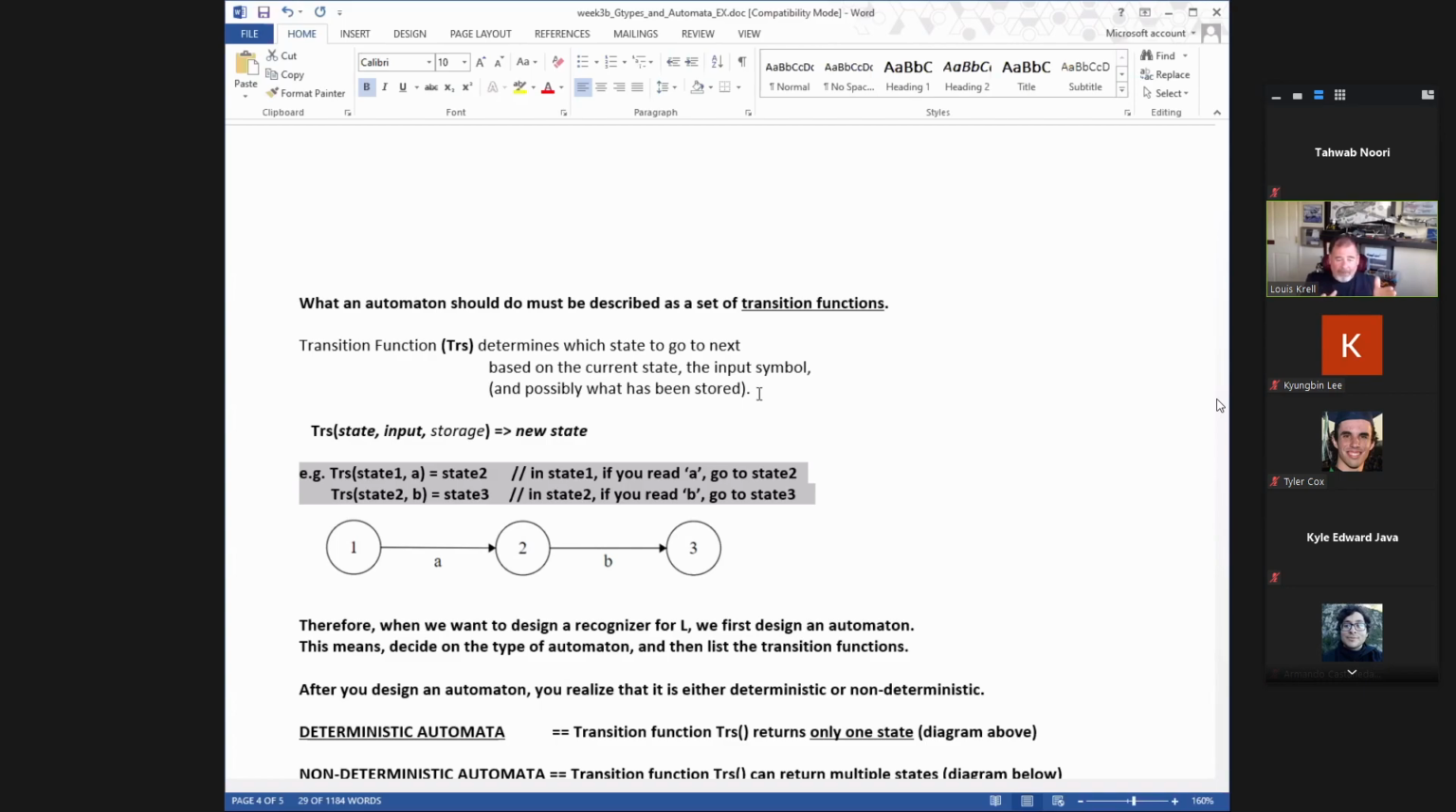So again, if this machine had a double circle around 3, then the language that this machine accepts is an A followed by a B. Nothing more, nothing less. Okay.